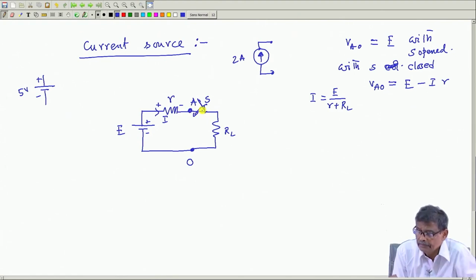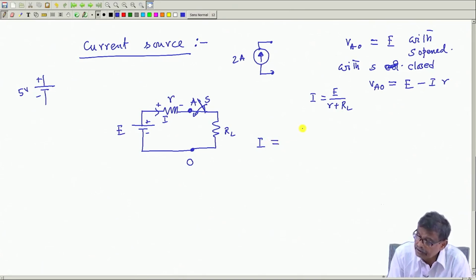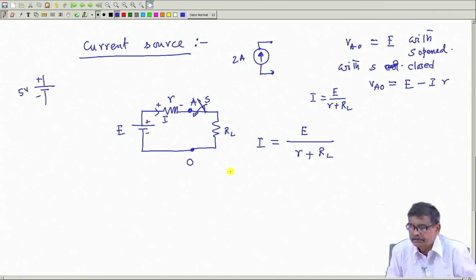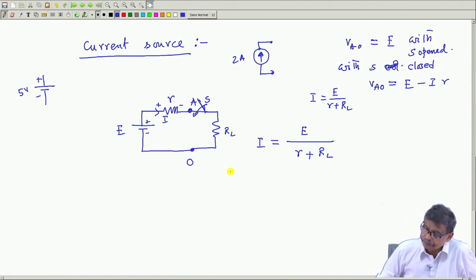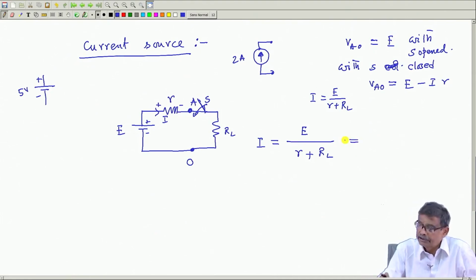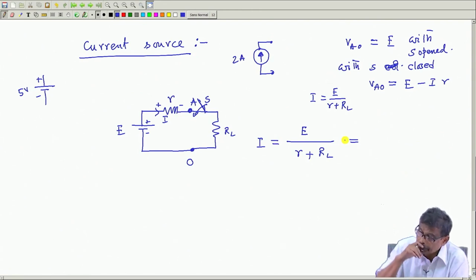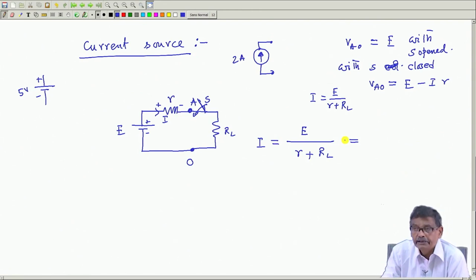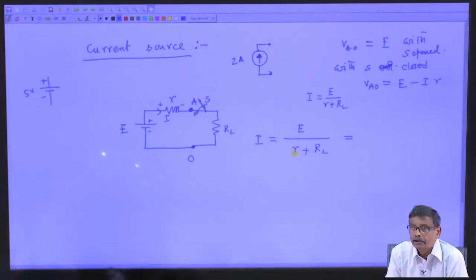Okay. In this circuit, because we are conversant with voltage source, I is equal to E divided by r plus RL, no doubt about it. V is equal to IR, that is the KVL, and I is voltage by resistance. Now, what I will do is this, I will do some mathematical operation on this particular expression. I divide numerator and denominator by this small r.